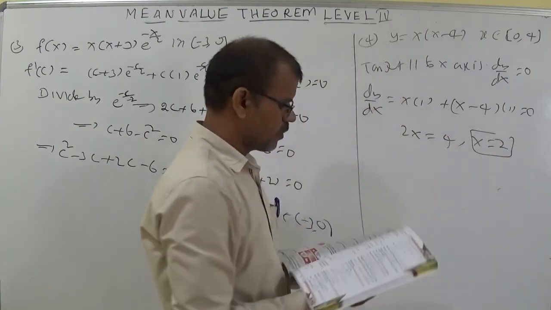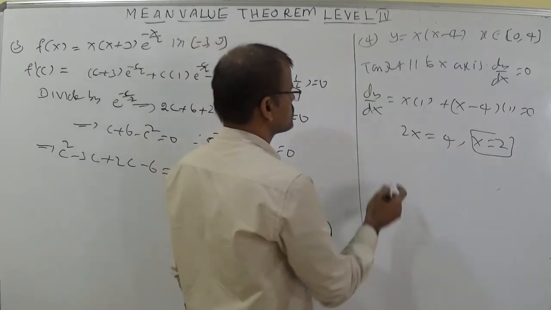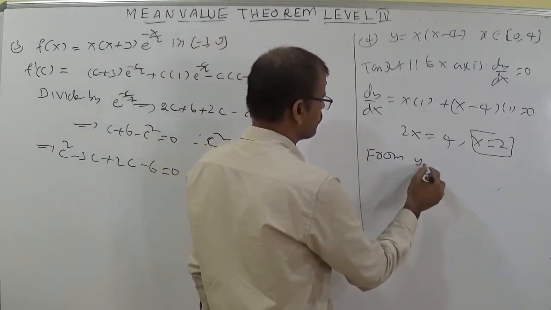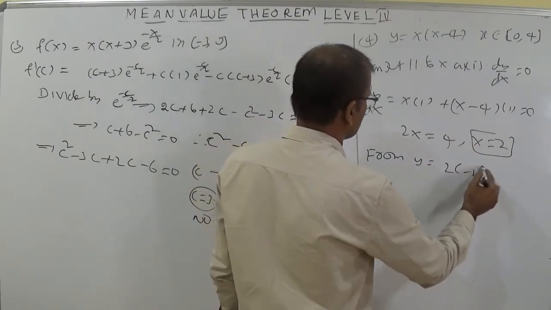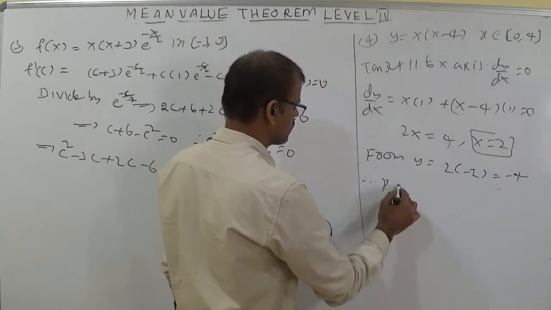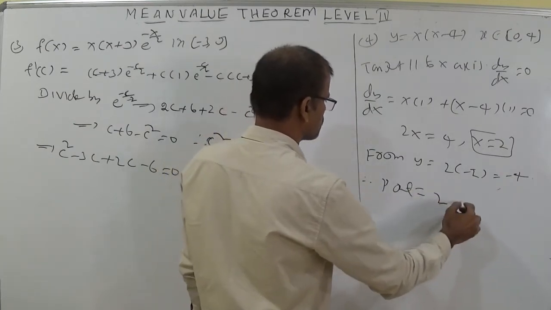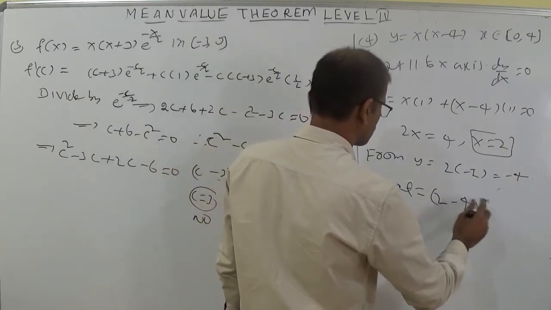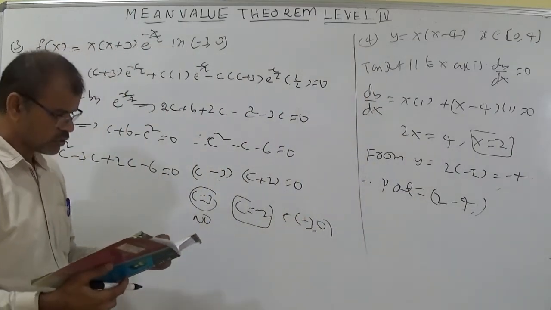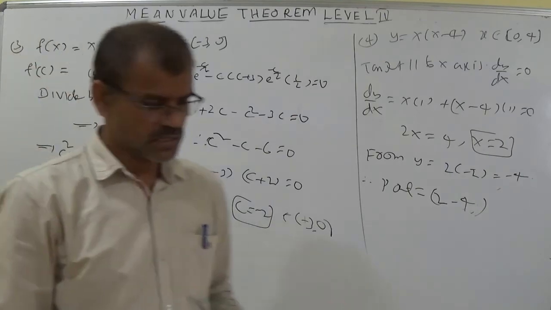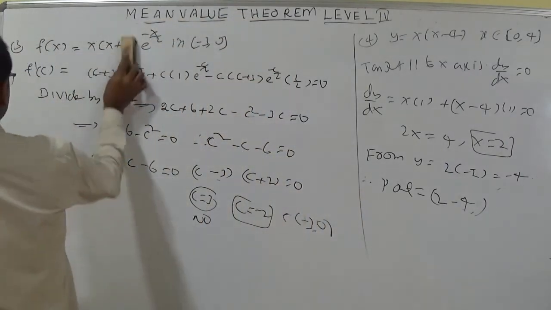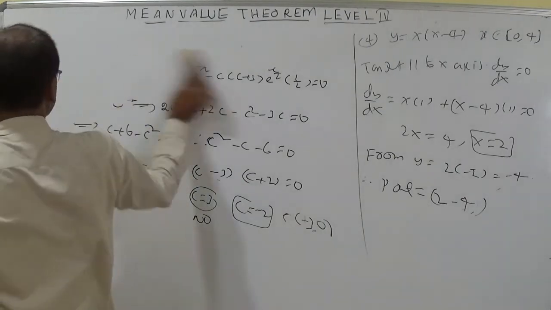He is asking about the point. If you substitute x equal to 2 in y, you get 2 into minus 2, that is equal to minus 4. Therefore the point is 2 comma minus 4 on the curve. 2 comma minus 4 is the fourth option here. Next, let us discuss the fifth question.